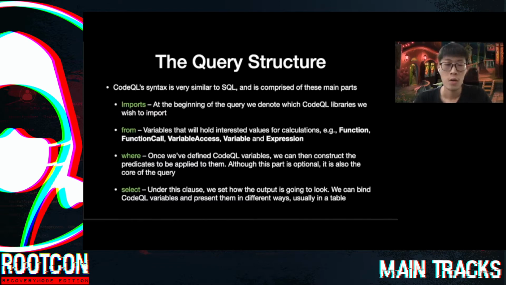Then where. Once we have defined CodeQL variables, we can then construct the predicates to be applied on them. Although this part is optional, it is also the core of the query. And finally, select. Under this clause, we set how the output is going to look. We can bind CodeQL variables and present them in different ways, and usually we put it in a table.